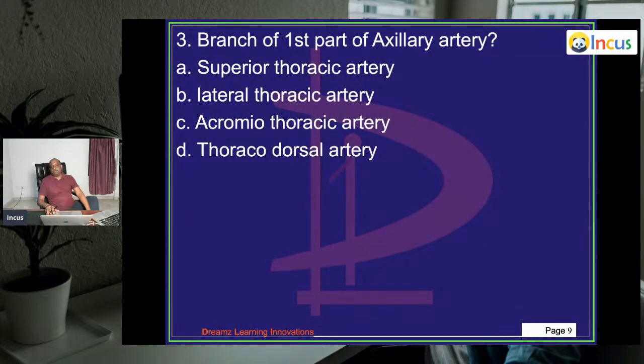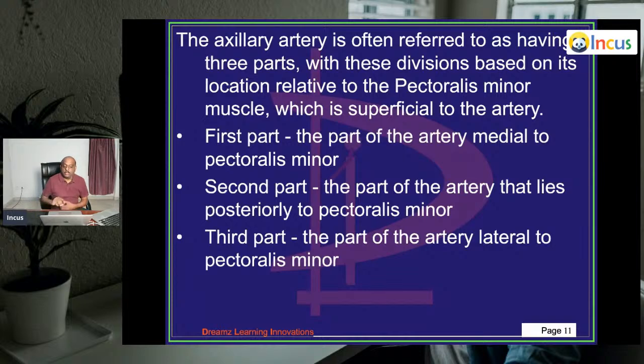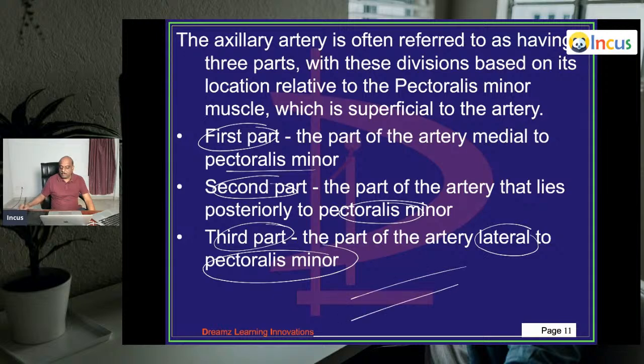Now, what is the branch of the first part of the axillary artery? It is the superior thoracic artery. So you should know that the pectoralis minor muscle divides the axillary artery into the first part, which is medial to pectoralis minor, the second part, which lies underneath, posterior to the pectoralis minor, and the third part, which is lateral to the pectoralis minor. So if this is the pectoralis minor, then medial, lateral, and underneath, under the pectoralis minor muscle.